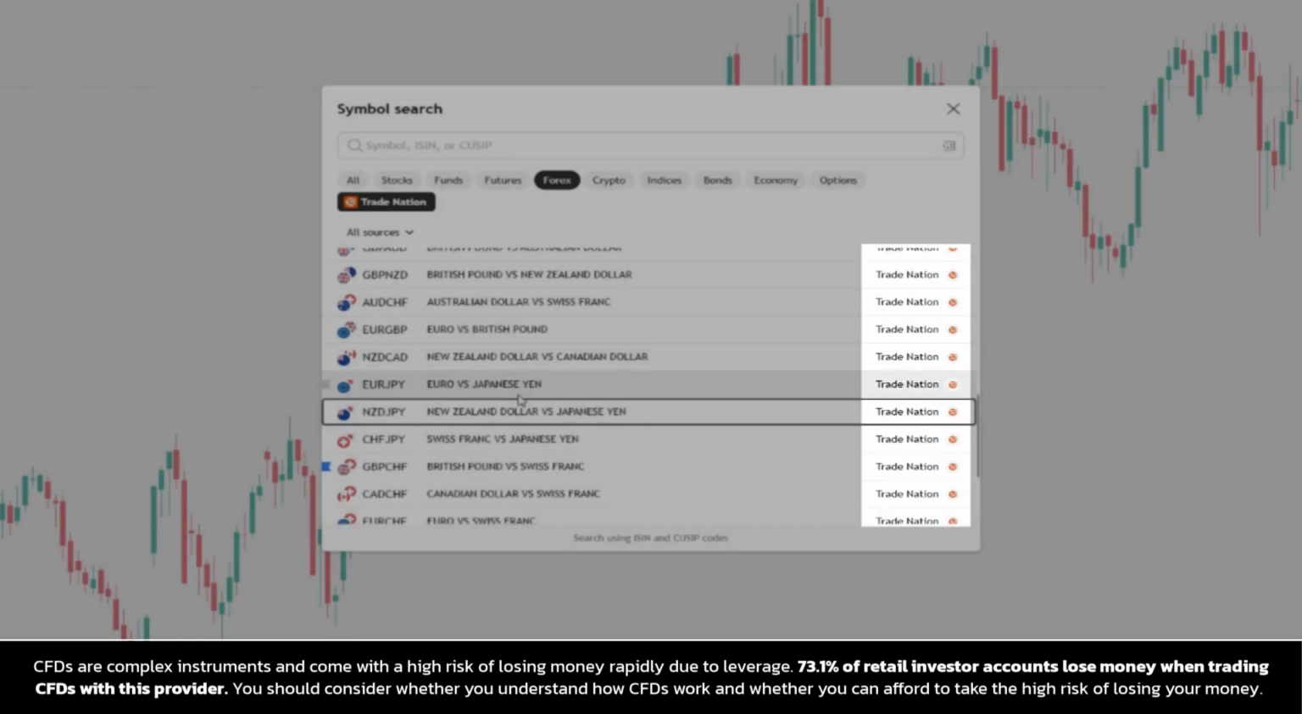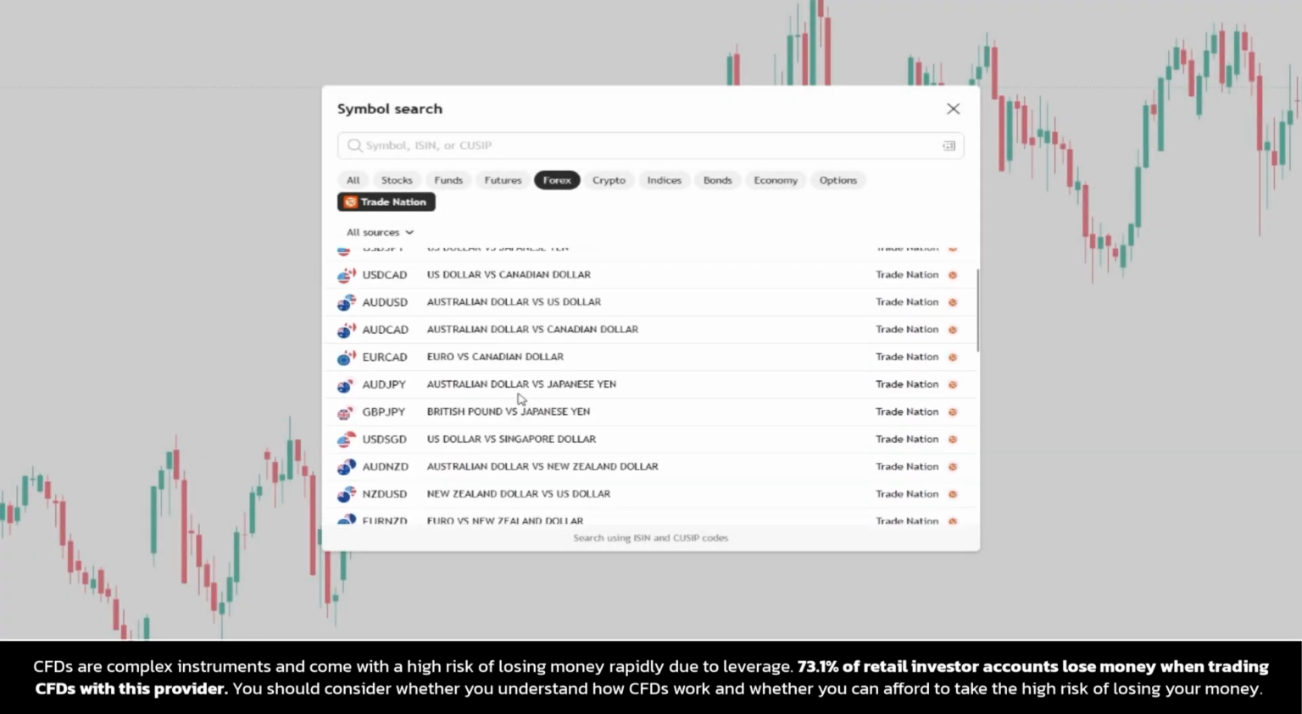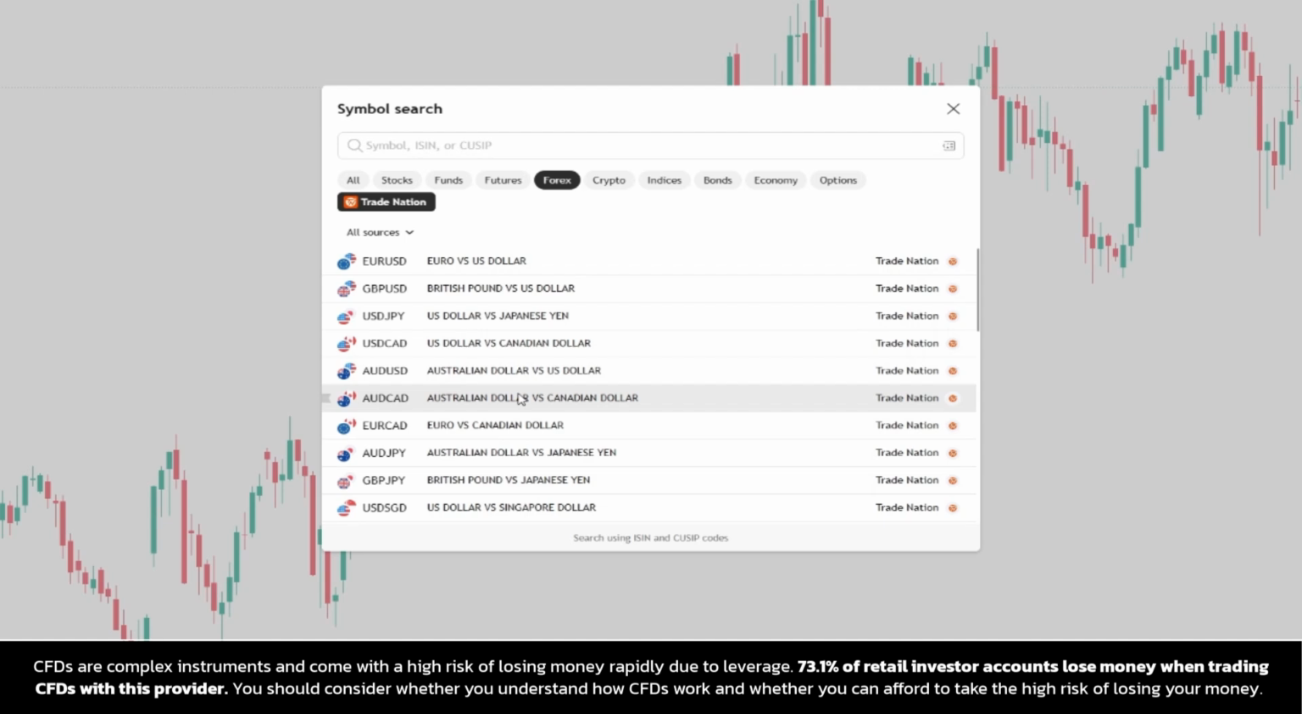of the pair from the wider market. This is the simplest way to avoid selecting the wrong price feed. Pairs such as Euro against the US dollar or Pound against the US dollar can appear more than once in TradingView, so filtering by provider helps ensure that you are viewing the Trade Nation version of that market.